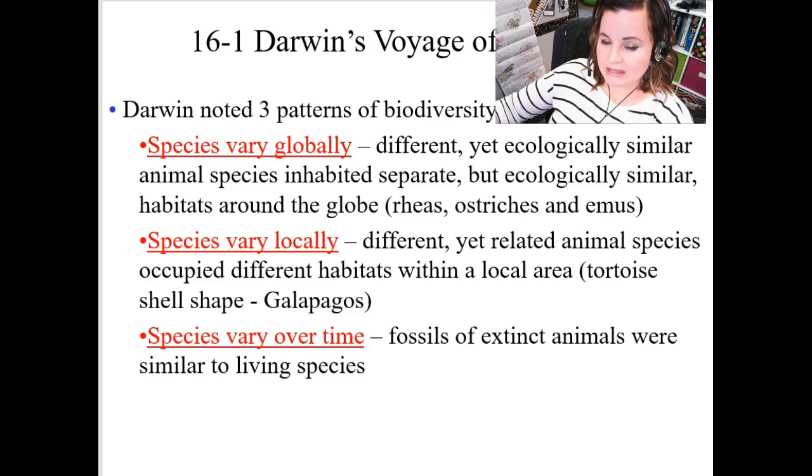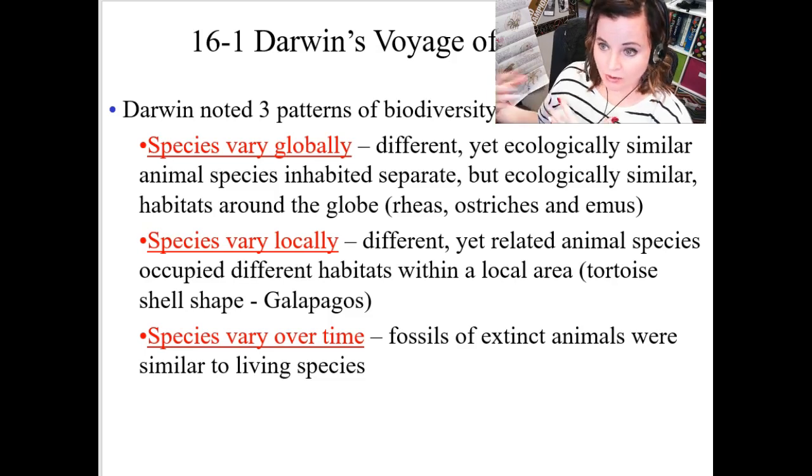Now, a few of the things that Darwin noted when he looked at the biodiversity around the world. He noted that species vary globally. That means, no matter where you go in the world, there's variation, but there's also similarities as well. And you see that similar organisms occupy similar ecosystems. So if you have a grasslands in Africa and a grasslands in South America, you may have similar organisms that are occupying those ecosystems.